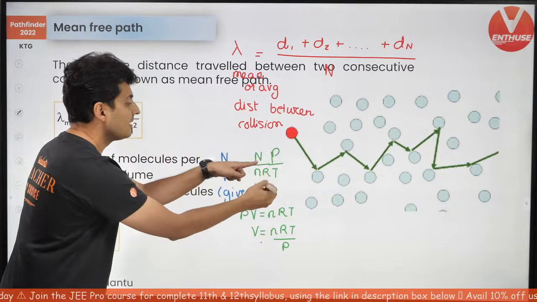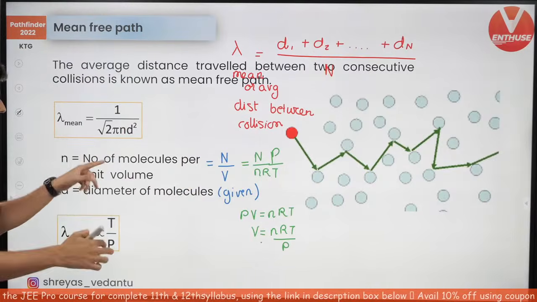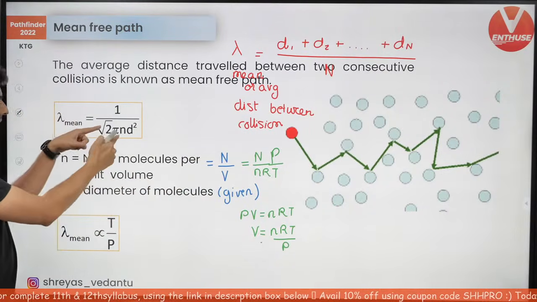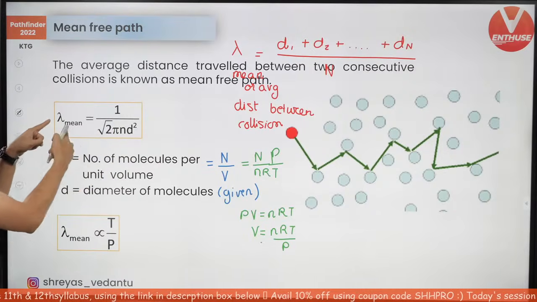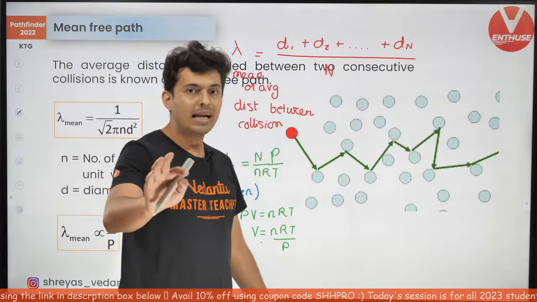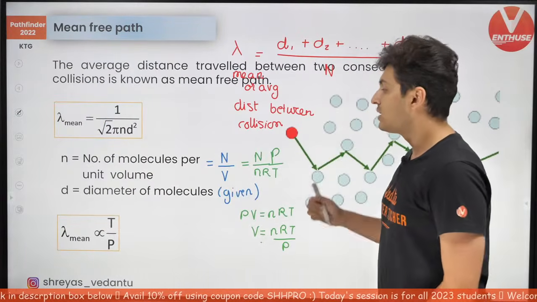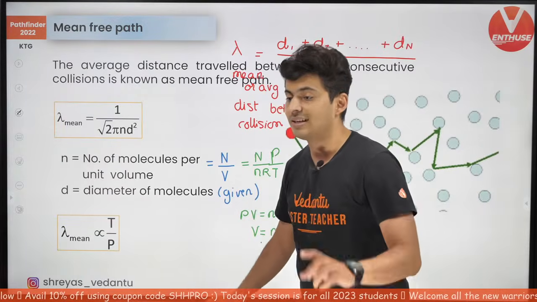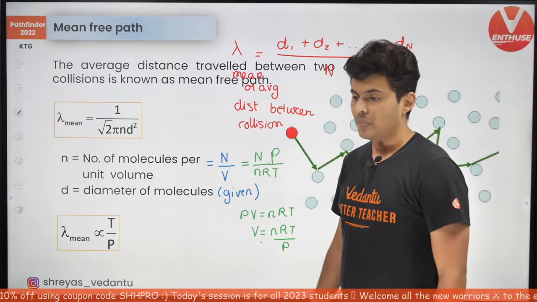But remember, this is in the numerator and small n is in the denominator. So when you substitute it over here, lambda will be proportional to T by P. Lambda will be proportional to T by P. This is a very, very important relationship: how mean free path changes with temperature and pressure.